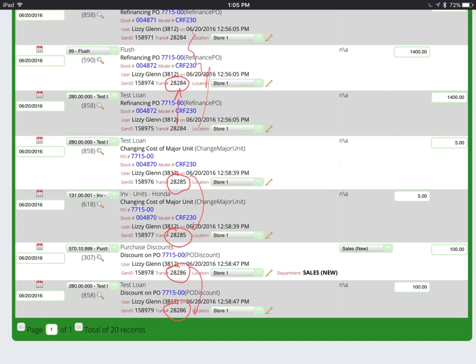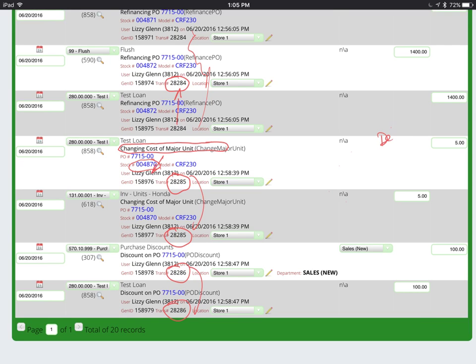Taking a look at this a little bit farther, we can see who the user was that actually created this journal ledger entry. And then we've got a general description of what that thing was. Here is an example of changing the cost of a major unit. We can see the stock number here of the unit that we changed, and we reduced the price by $5.